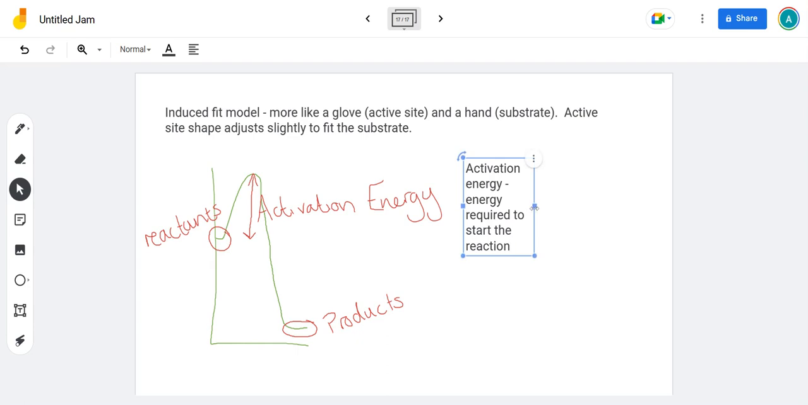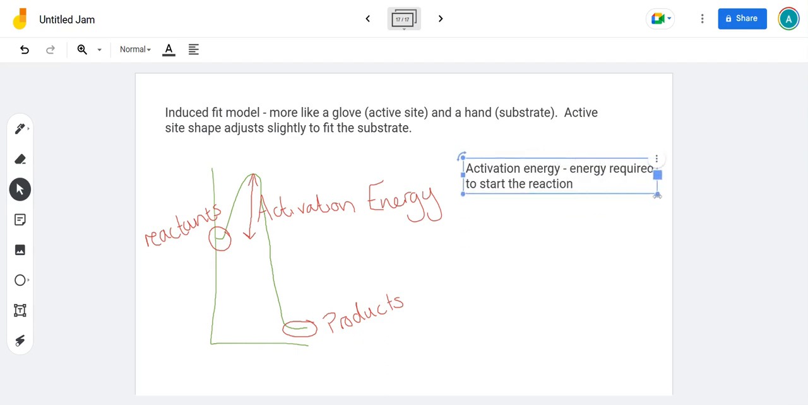And from a graph, it's always going to be from that start point, the energy of the reactants, up to the peak of the graph, up to the top. All right. Now, if we were to add an enzyme to this reaction, we would actually reduce the activation energy, which is why enzymes are so useful. So enzymes reduce the activation energy.